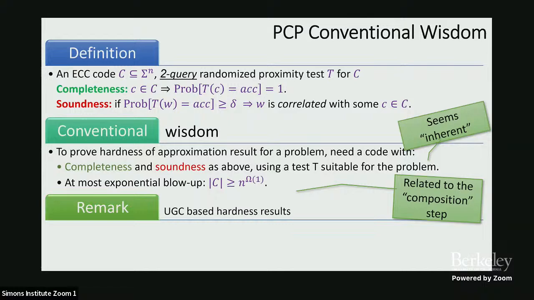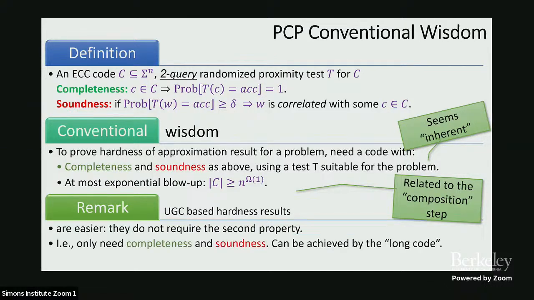And here's actually a good point to remark why UGC makes our life easier when we prove hardness of approximation results. Basically, if you are willing to assume UGC, then you can ignore this blow up condition. Any blow up would do. Therefore, if you want to design hardness results based on UGC, you just need to find a tester which is complete and sound and uses the right type of check, and you're good.